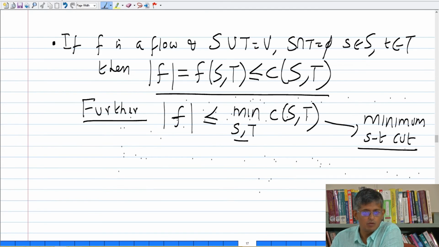In particular, the value of the flow is less than or equal to the value of the ST cut, the minimum ST cut. Fine. Actually, again, I like to present this in terms of electrical networks. If you apply a 1 volt source across a pair of points in a resistive network, the amount of current that goes through it is exactly equal to the effective resistance of that network as seen from there.